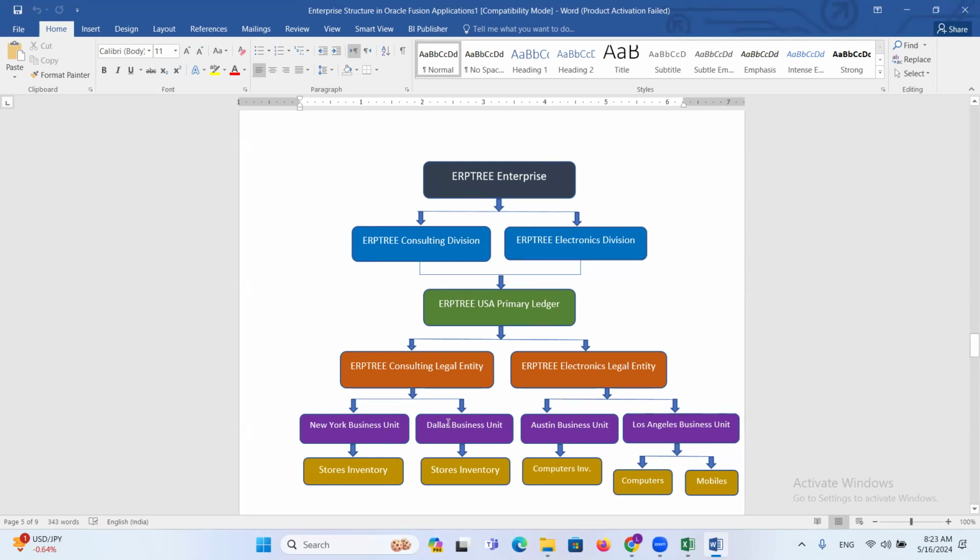Called location in the chart of accounts, right? They can create one segment called location. Now what they do is they can take consulting as one business unit and electronics as one business unit, two business units only, not four business units. And these four they can take into the location segment. So whenever they require transactions within the consulting business unit, they will select the location as New York or Dallas.